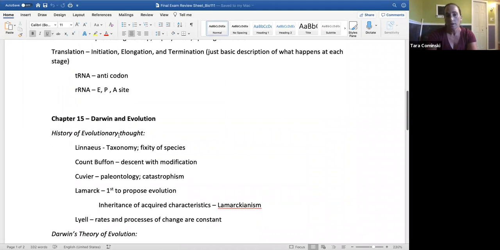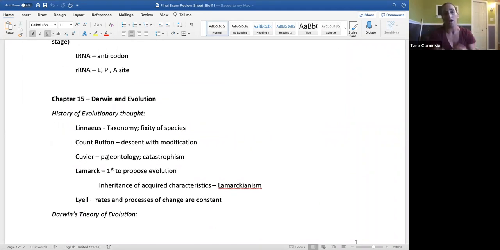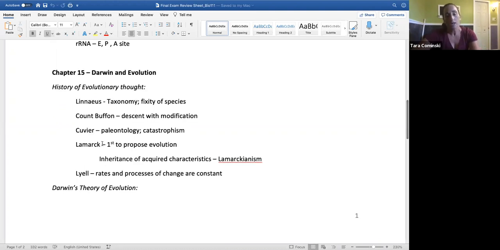If you think about what other people thought at the time, there were a few scientists that I mentioned. Linnaeus, they call him the father of taxonomy. He developed the binomial naming system, but he also believed in something called the fixity of the species. Not natural selection, definitely not close to what Darwin believed. But one of his major contributions was really developing that naming system. Some other scientists around during Darwin's time: Count Buffon, descent with modification.